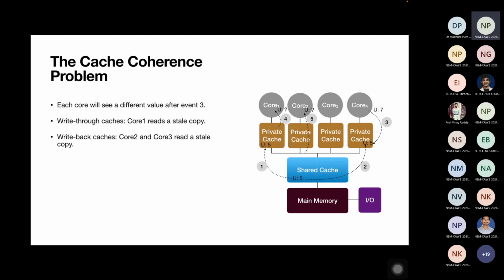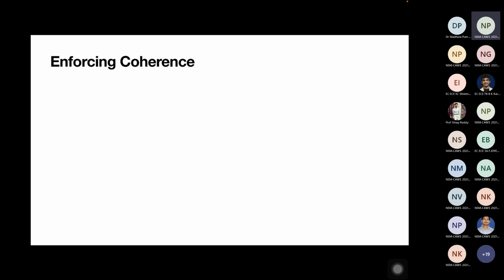What can be done to ensure that the correct copy of data is available if the copy is replicated, and everyone is going to see the correct data? What is it that we can do? So we need to enforce coherence. There are two ways in which we can do this. One is the write invalidation based protocol. The other one is write update based.